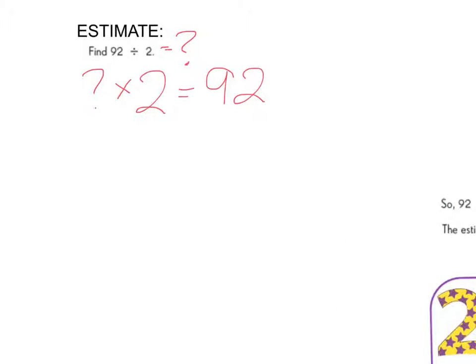So we need to use the facts that we know to find out what times 2 is close to 92. All right, so let's look at this.